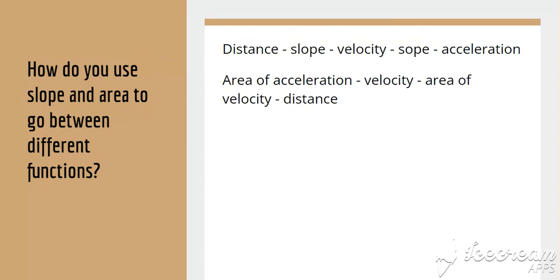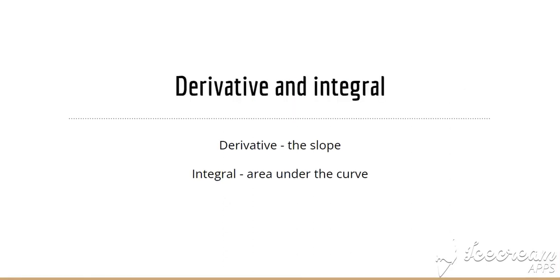So you use slope in this way. It goes distance, and then you take the slope of the distance to get velocity, and then you take the slope of velocity to get acceleration. And then for area, you take the area of acceleration to get velocity, take the area of velocity to get distance. A derivative is the slope, and integral is the area under the curve.